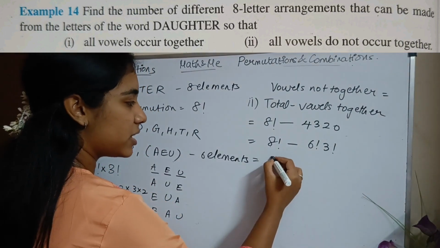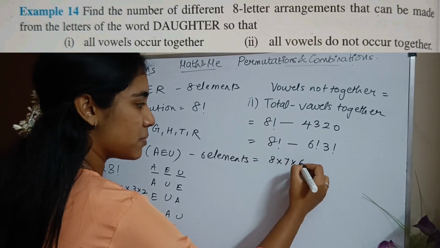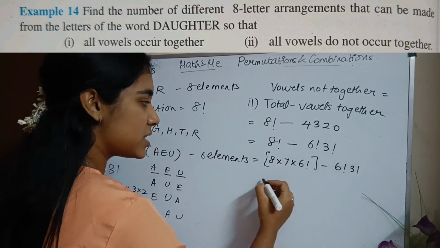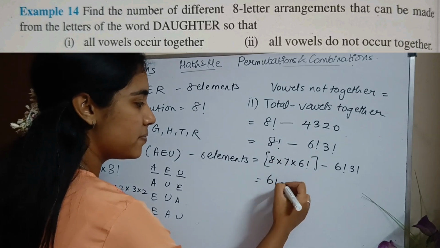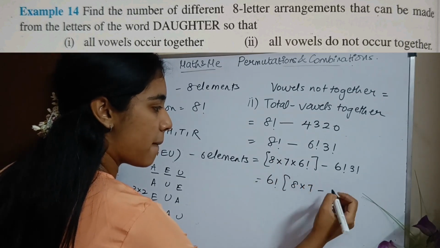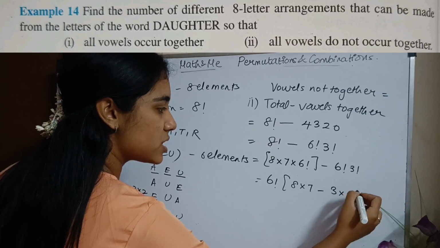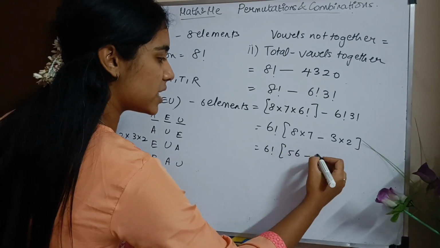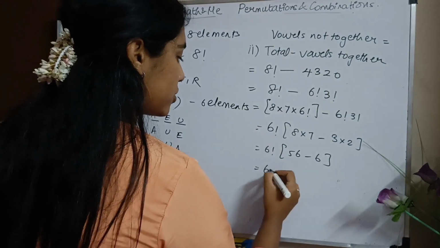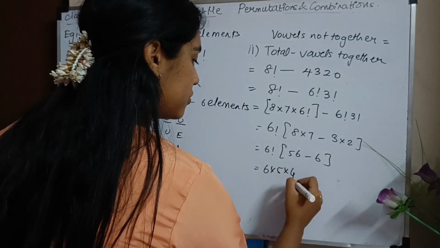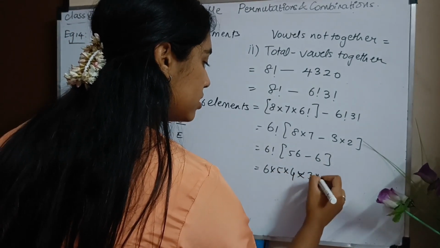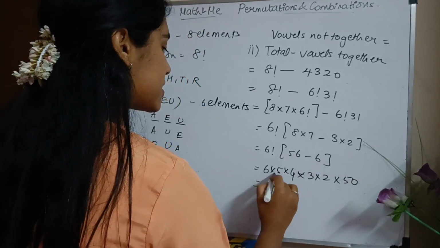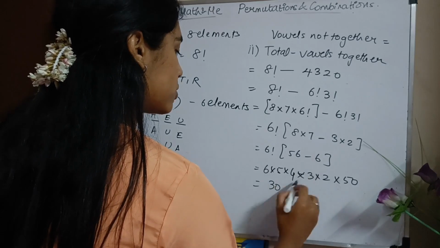8 factorial can be written as 8 times 7 times 6 factorial. This is one term. Minus 6 factorial times 3 factorial. 6 factorial common, 8 into 7 minus 3 factorial, which is 3 into 2. So I'll have 6 factorial times 8 7s are 56 minus 3 2s are 6. What is my 6 factorial? 6 times 5, 4, 3, 2 times 56 minus 6 is 50. So I have 6 5s are 30, 4 3s are 12, 12 2s are 24.